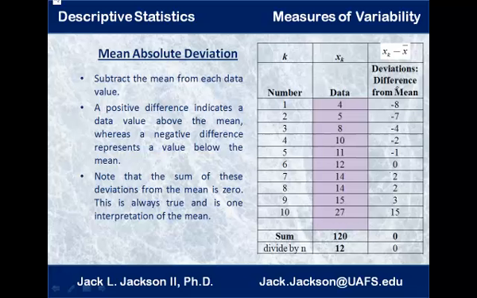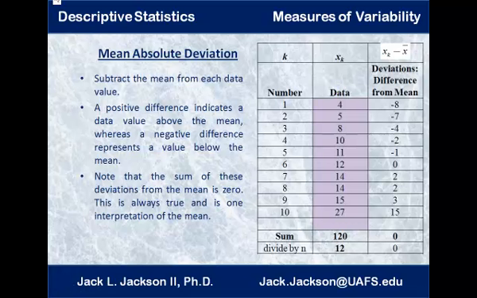So when you see this deviation from the mean of negative 7 right here, that says that that data value, 5, is 7 units below the mean. Whereas this 15 down here for the deviation says that 27 is 15 units above the mean. Now, we add all those up. Look what you get. Oh, we get 0. Well, that's interesting. It turns out you always get 0.